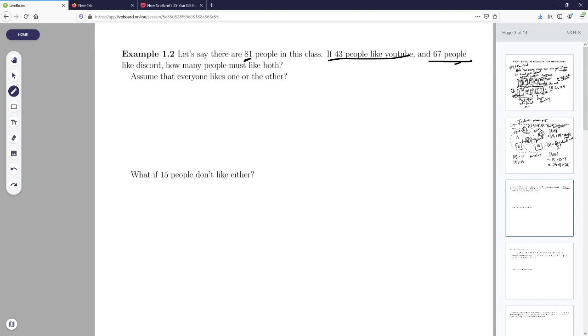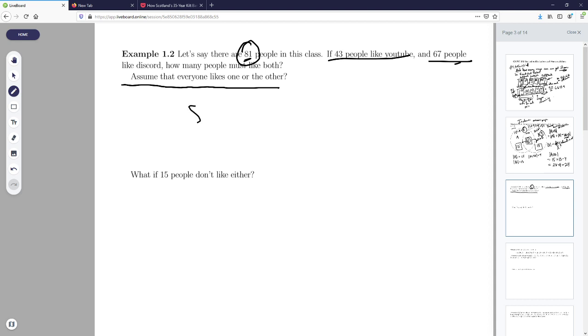I made this example through an absolute random guessing of a survey. I'd never asked a single person. So, okay, but how many people must like both? There's 81 people in the class. Assume that everyone likes one thing or the other thing. Right? So is 27 the answer? Let's see.